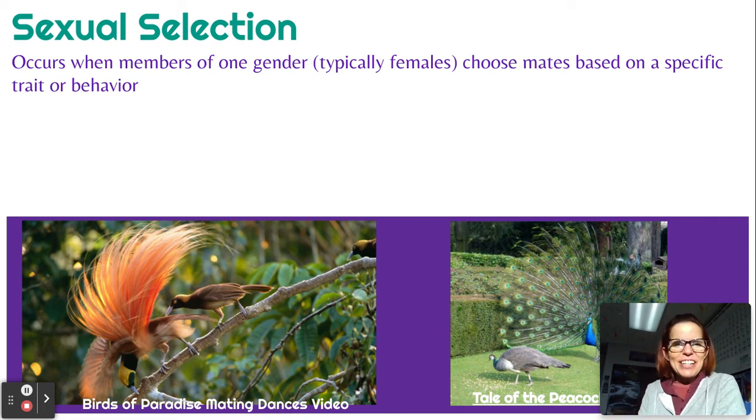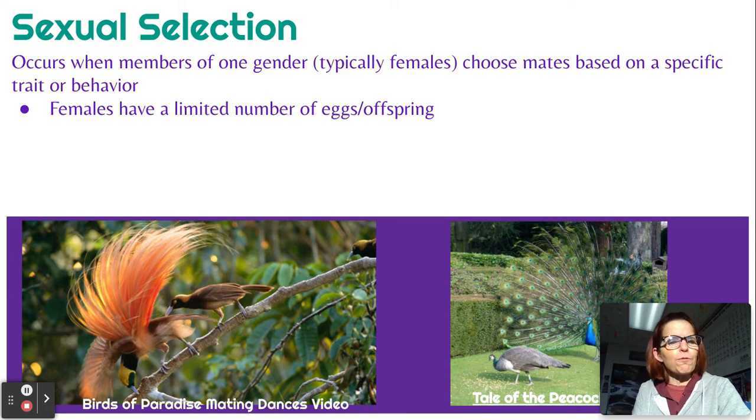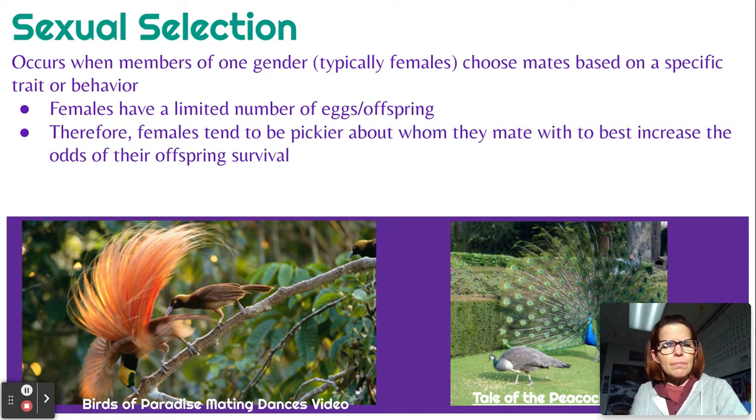The last thing that I wanted to mention was sexual selection. This occurs when members of one gender, usually the females, choose mates based on a specific trait or behavior. Females have a limited number of eggs or offspring, and males can have millions of sperm in any given sample, whereas females only have one to a dozen eggs.